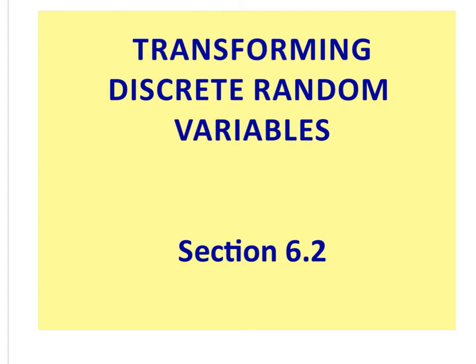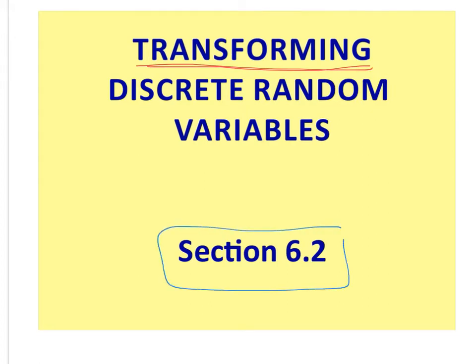Hello, so today we are talking about transforming discrete random variables. Transforming is going to be a review of chapter 2 and how we can transform variables by either adding a constant a or multiplying by a constant b. This is in section 6.2 of your textbook. Please look there for more examples and practice as we go throughout this unit.